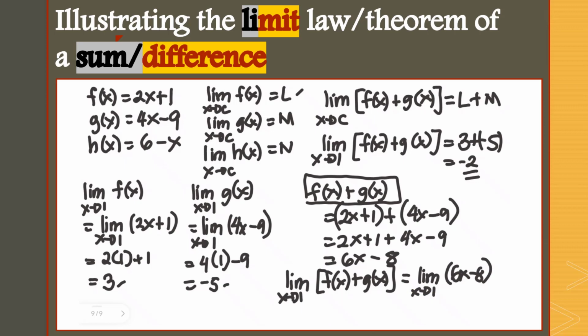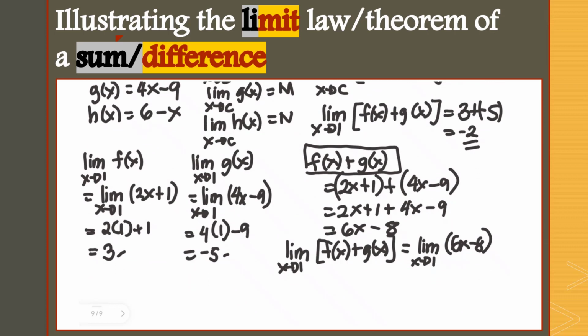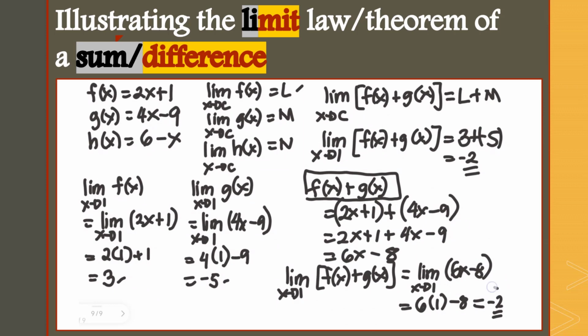Let me try to move a little bit here. All right, just like that. We have here, so by substitution, 6 times 1 minus 8, you will have a result of negative 2. See what happens here. Okay, the same value as of earlier. This is what the limit theorem stands for.